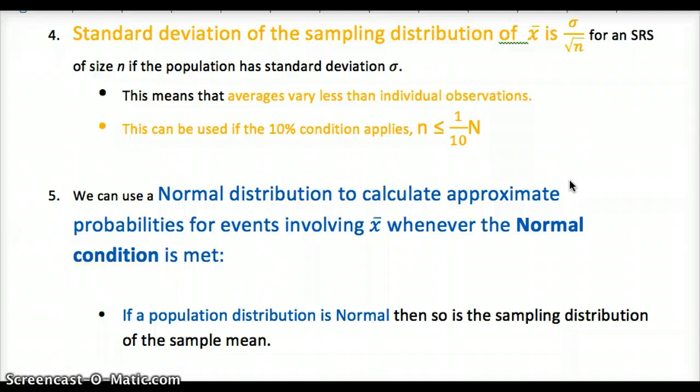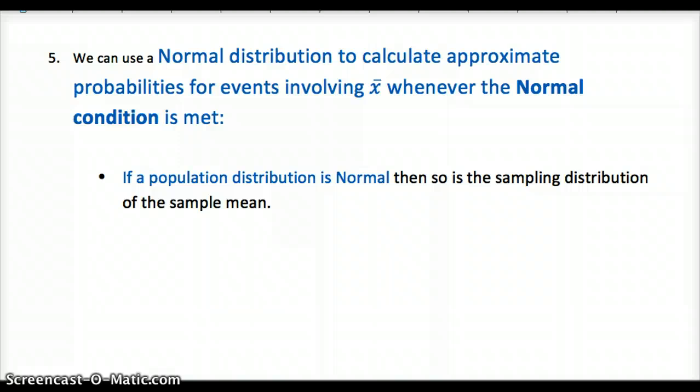When we use a normal distribution to calculate approximate probabilities, our sampling distribution will be normal if our population distribution is normal. The other time it will be normal is if we have a sample size of n equal to 30 or greater. In most cases it will be approximately normal.